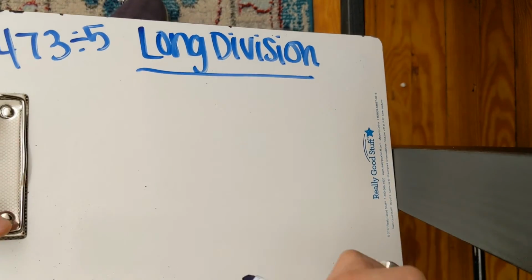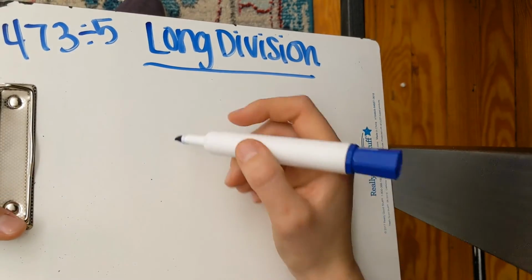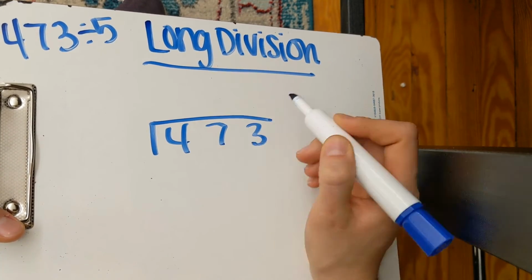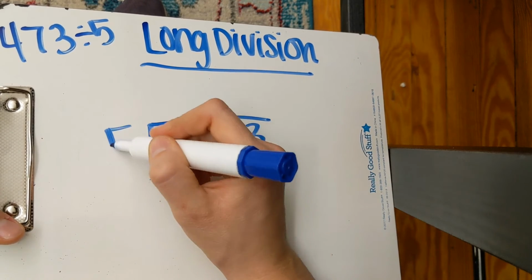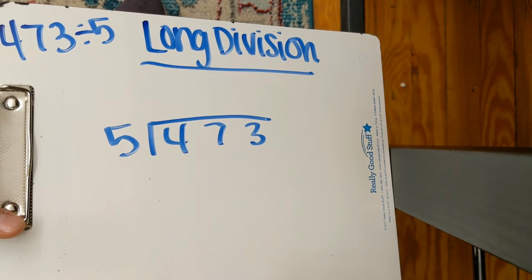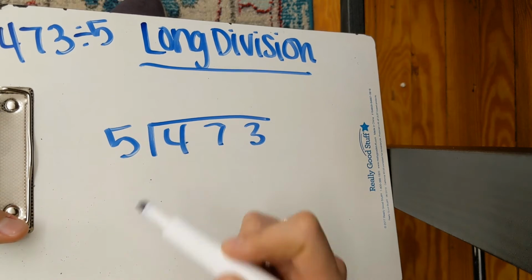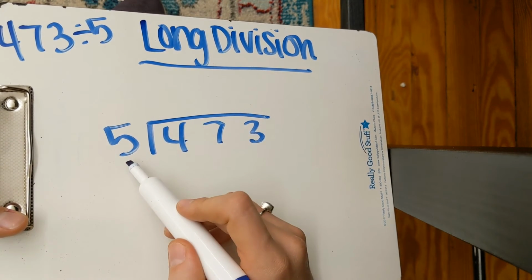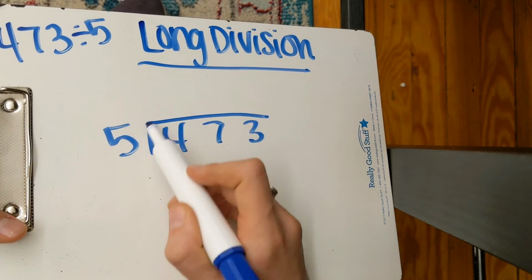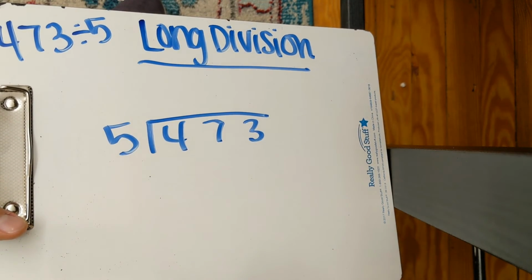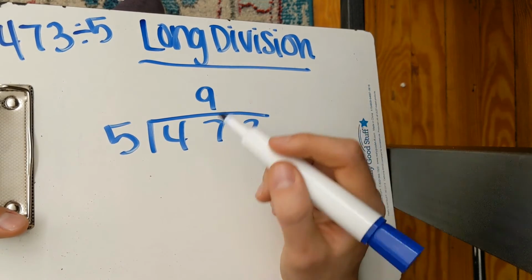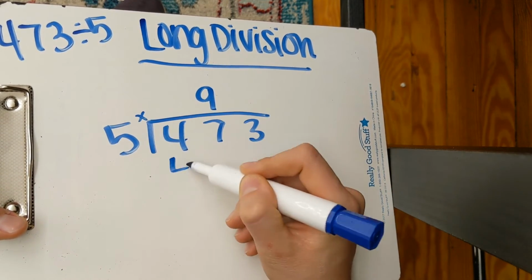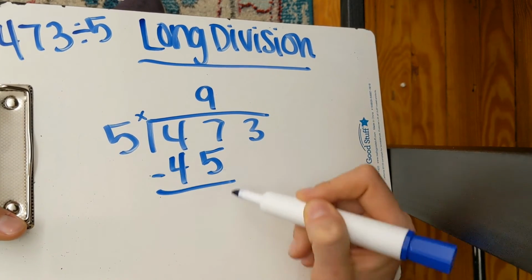Now, for long division, it's really similar to partial quotient division. We're going to build the house again, spreading out our numbers in our dividend a little bit and having 5 knock at the door. We are thinking, how many times does 5 fit into 4? 5 does not fit into 4. We're going to think, how many times does 5 fit into 47? 5 fits into 47 9 times, because 5 times 9, our second step to multiply, is 45.